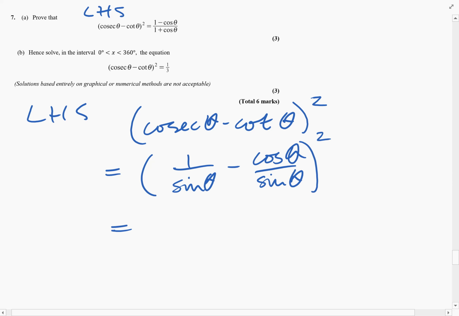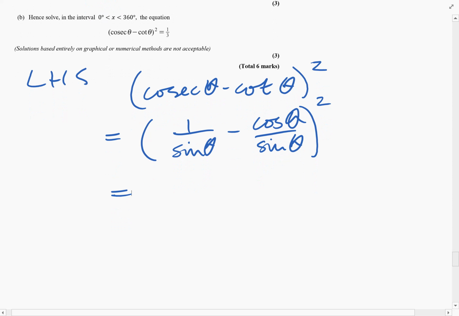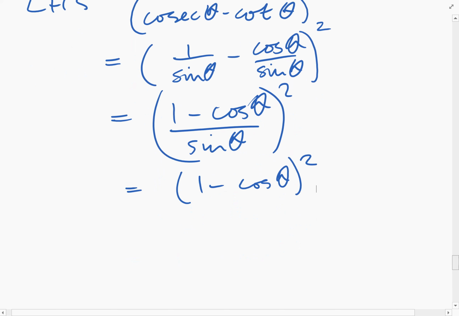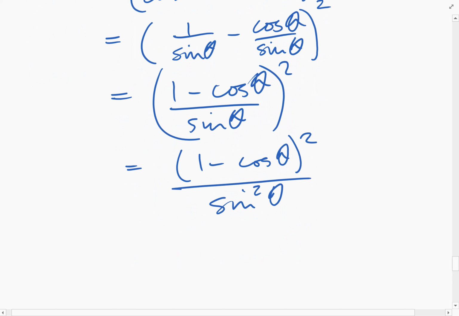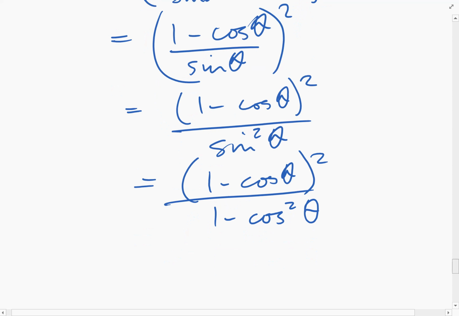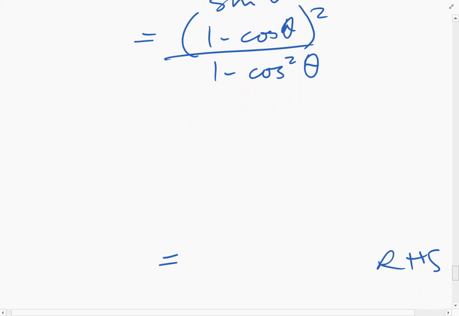There's probably other ways of doing this, but that's how I would start off, because now we can get a common denominator. We've got 1 minus cos theta over sine theta, and we can now expand. Well, let's leave it as (1 minus cos theta) squared on top for now, because the denominator is going to now be sine squared theta, which we can replace with 1 minus cos squared theta. Okay, and now you might get stuck, or you might decide to expand the brackets on the top.